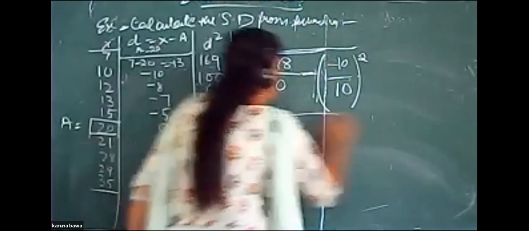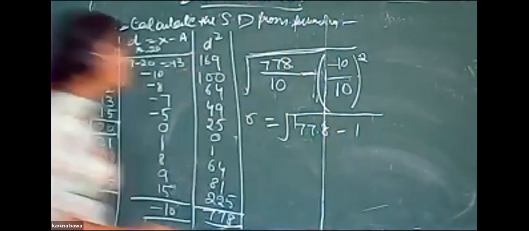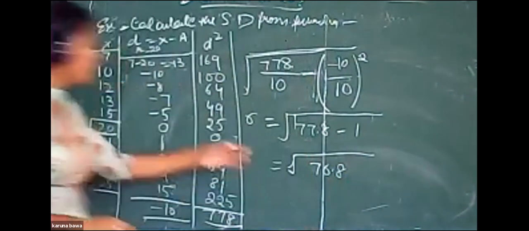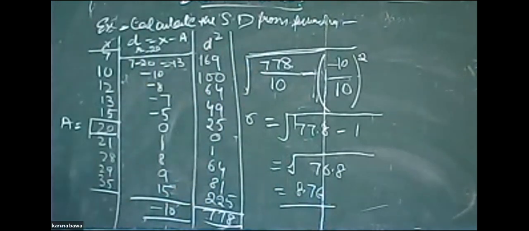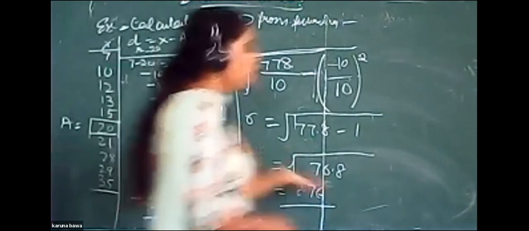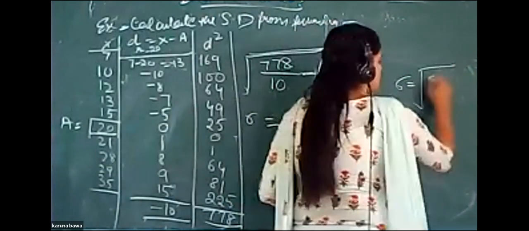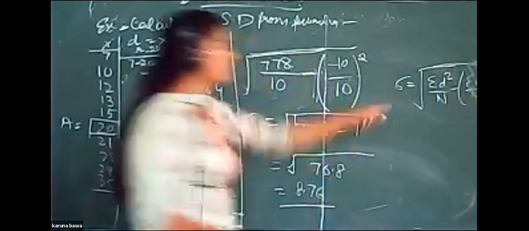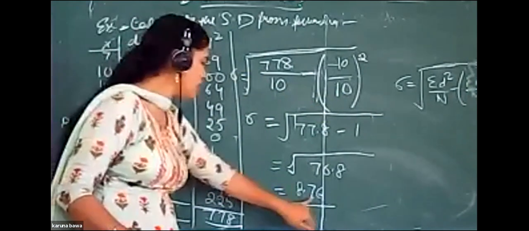On the other hand, divided with both values, 77.8 minus 1 is 76.8. After the under root of 76.8, we find out the value of 8.76. So basically, this is the assumed mean method in the discrete series. This is the formula of discrete series with standard deviation, and we fit these values into the formula. After that, we find out the standard deviation in the assumed mean method, that is 8.76.